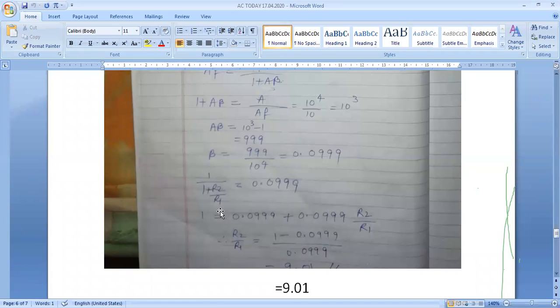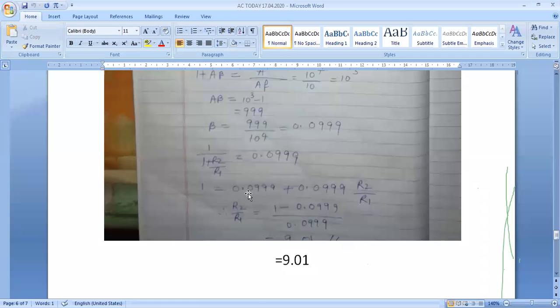Taking this to the right hand side, 1 is equal to 0.0999 multiplied with the first term 1, plus 0.0999 into R2 by R1. Taking 0.0999 to this side, I get R2 by R1 equals 1 minus 0.0999 divided by 0.0999. That will come as 9.01. So my answer and the answer he has given are matching.